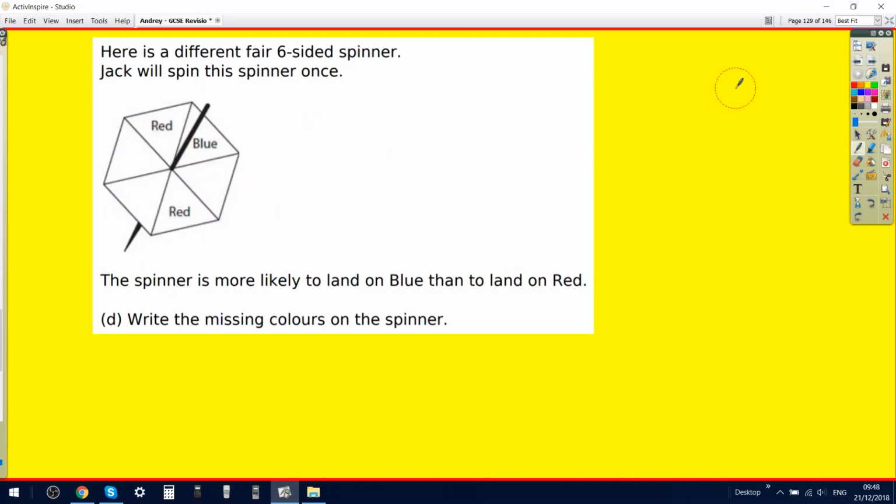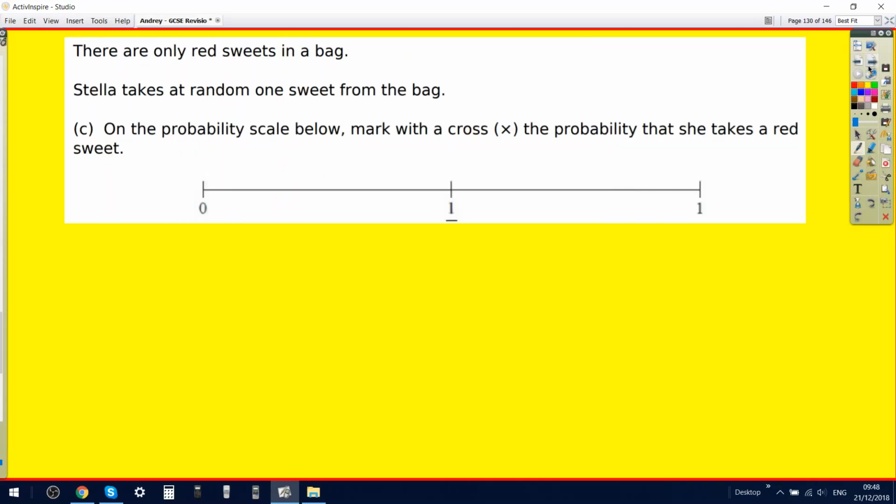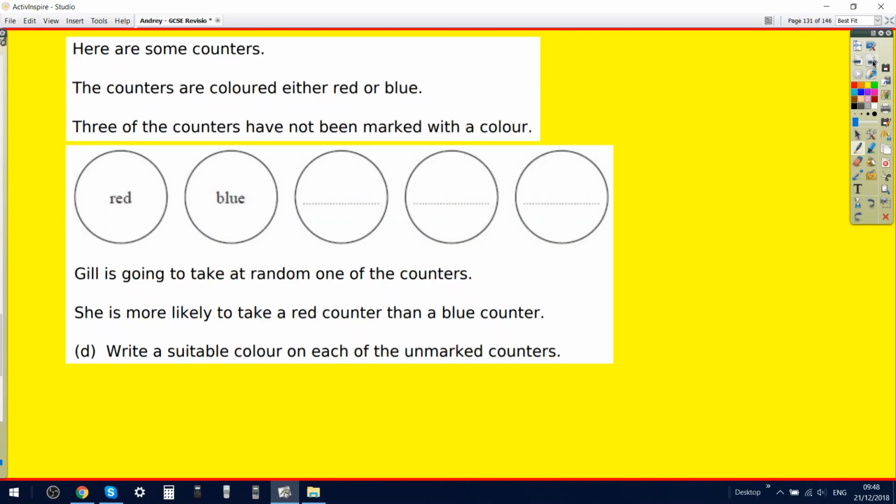Okay, how about this one? You need at least like 2 more blues. Blue. And so could the last one be red? No, the last one has to be blue as well. Yeah, because then it would end up being even. Okay. Fine.